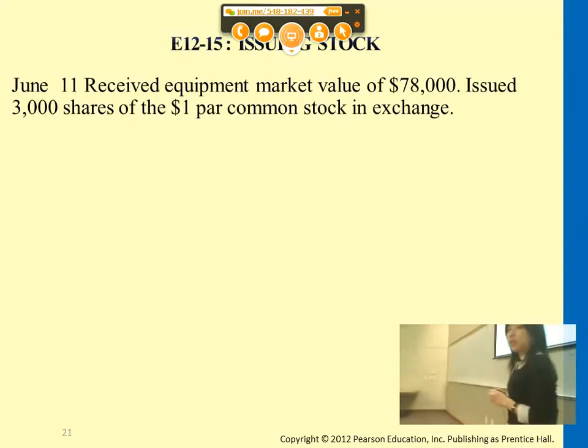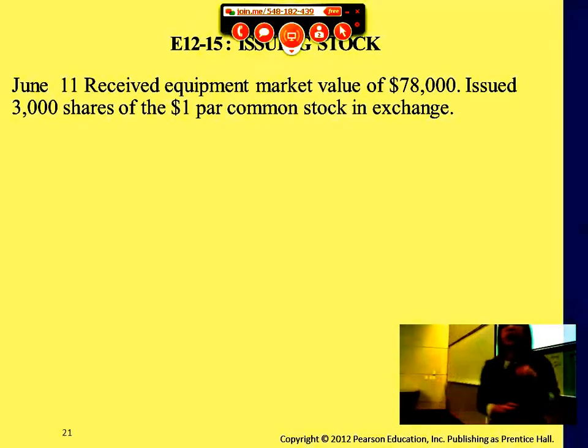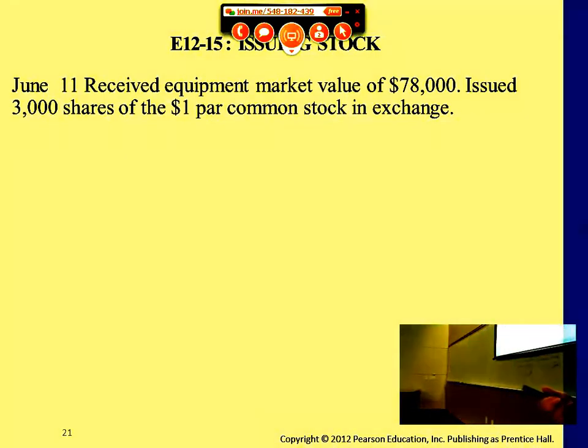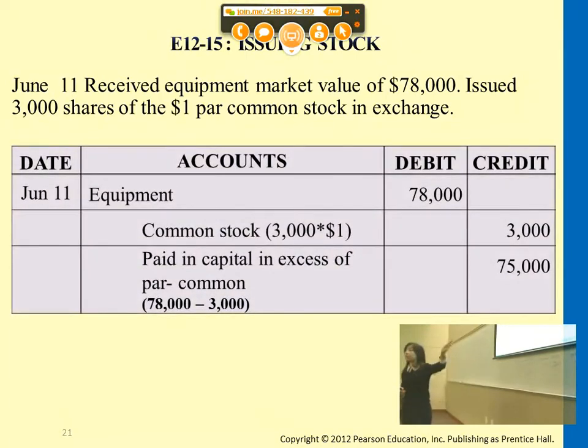Okay, now for the last case here, the company received equipment. The market value of the equipment is $78,000. In terms of receiving this equipment, they issued 3,000 shares that have $1 par value for common stock. So here we're comparing what we're receiving, $78,000, that's the equipment's value, with the face value of the stock, which is $1, times the number of shares, 3,000 shares that we're giving away. So there is a difference between these two amounts. So that goes into the premium account, which is $75,000.